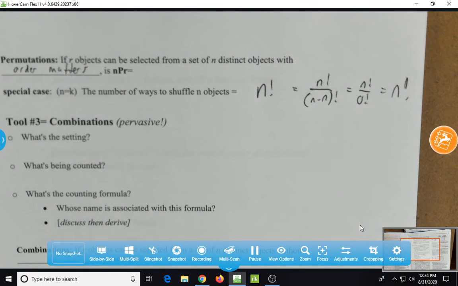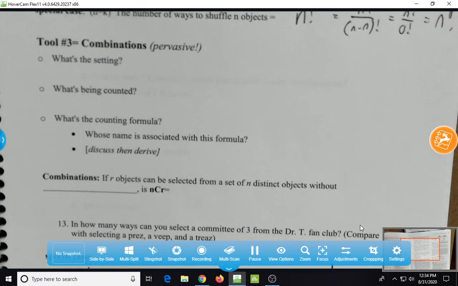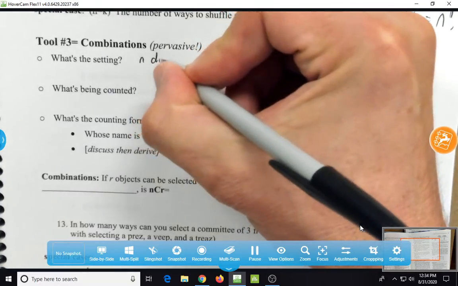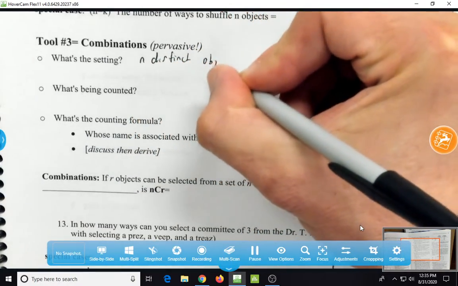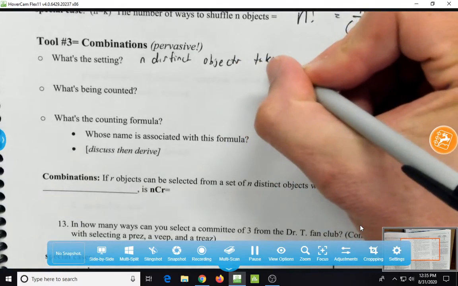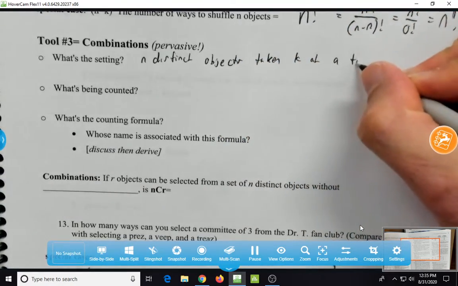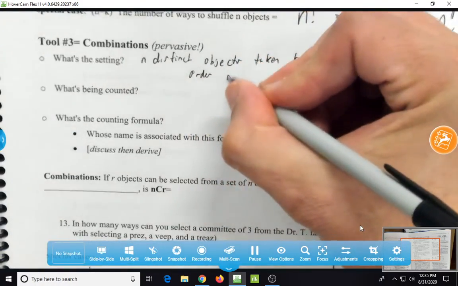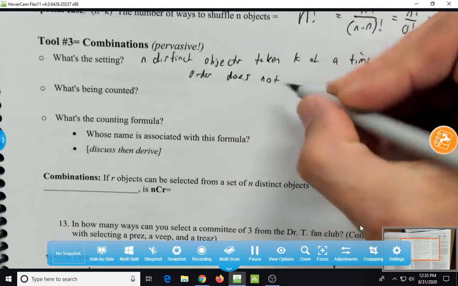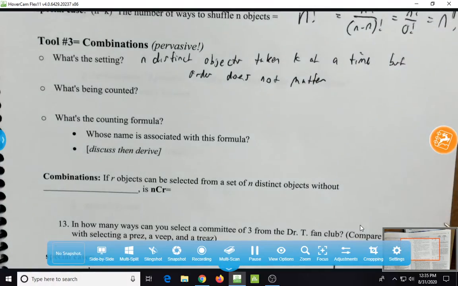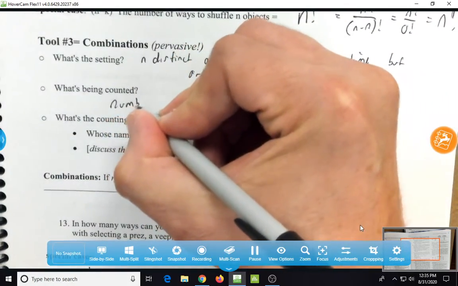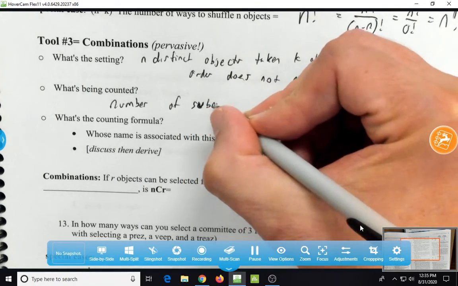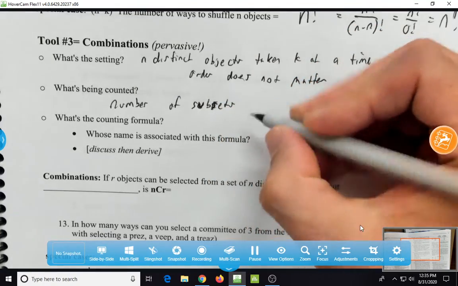Let's talk about combinations, and these are very pervasive. The setting here is we have n distinct objects taken k at a time, but order does not matter. In other words, we're looking at the number of subsets, S-U-B is how you spell sub, subsets with k elements.